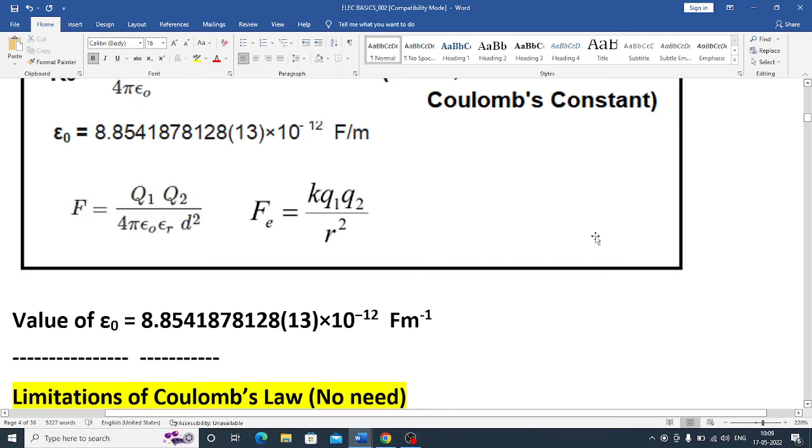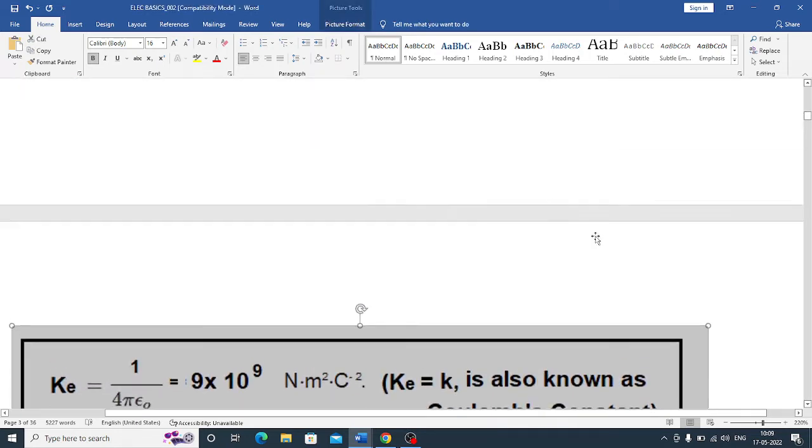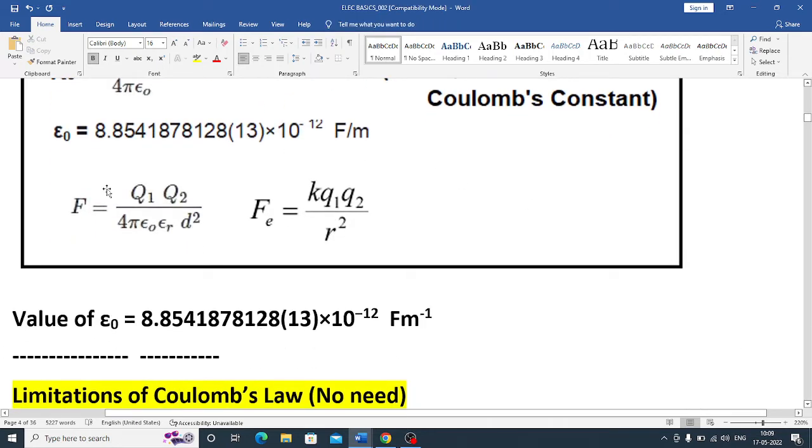The proportionality constant K is equal to 8.8 into 10 to the power of minus 12 Farads per meter.